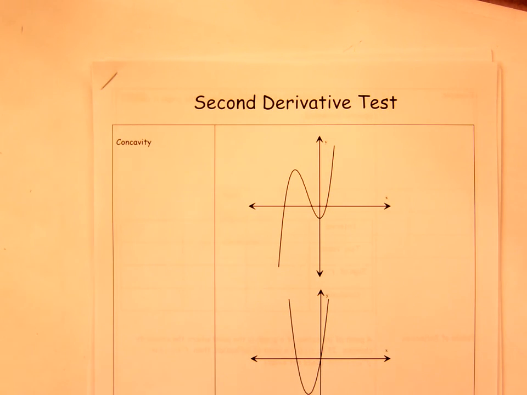All right, so the second derivative test tests for concavity. Does anybody know what concavity is?